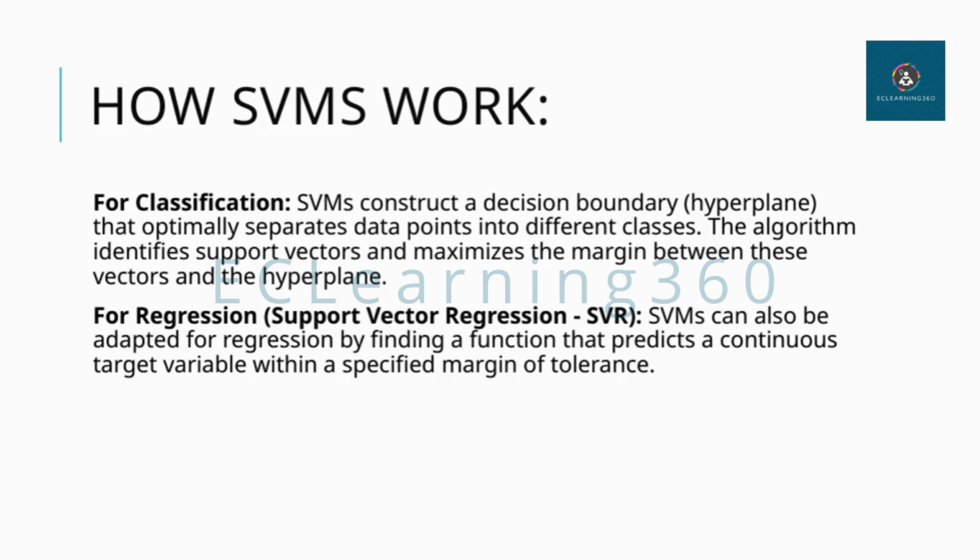Now, SVMs aren't just limited to classification. They can also be adapted for regression tasks, which is called support vector regression, or SVR. In this case, instead of separating classes, the goal is to find a function that predicts a continuous target variable. The SVR tries to fit this function within a specified margin of tolerance, meaning it allows some errors but keeps them within acceptable bounds. This flexibility makes SVMs quite powerful across different types of predictive modeling.